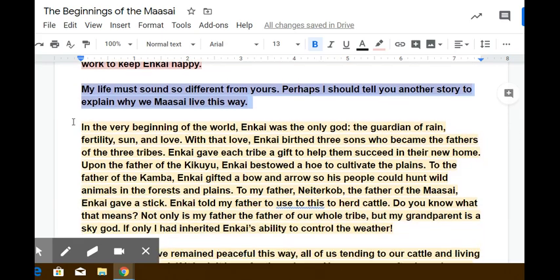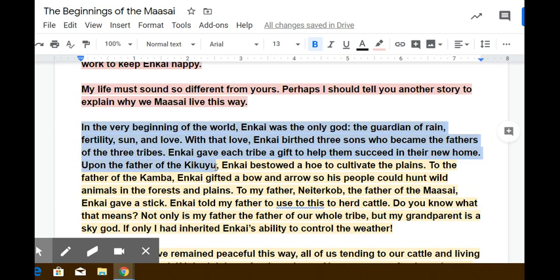In the very beginning of the world, Enkai was the only god, the guardian of rain, fertility, sun, and love. So you know that these are probably the four key things that this tribe especially values. With that love, Enkai birthed 3 sons who became the fathers of the 3 tribes. Enkai gave each tribe a gift to help them succeed in their new home.